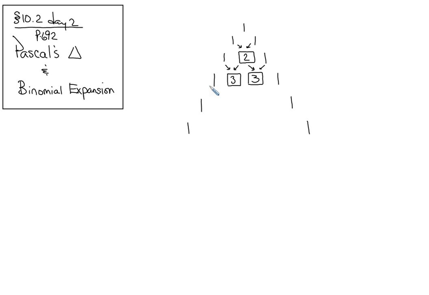The next row, you do the same thing. So 1 plus 3 is 4. 3 plus 3 is 6. 3 plus 1 is 4. Then the next row: 1 plus 4 is 5. 4 plus 6 is 10. 6 plus 4 is 10. 4 plus 1 is 5. This is how you construct Pascal's triangle.